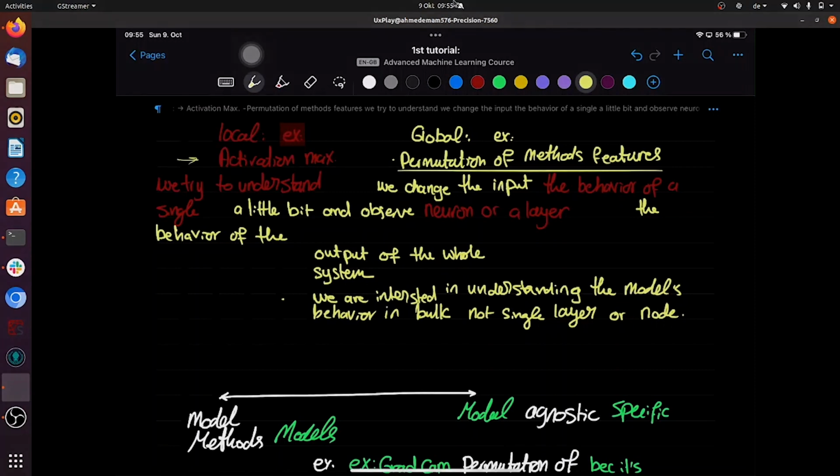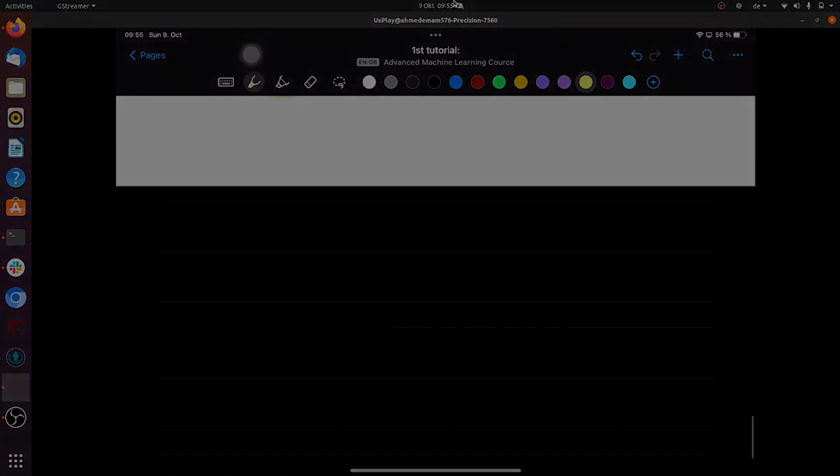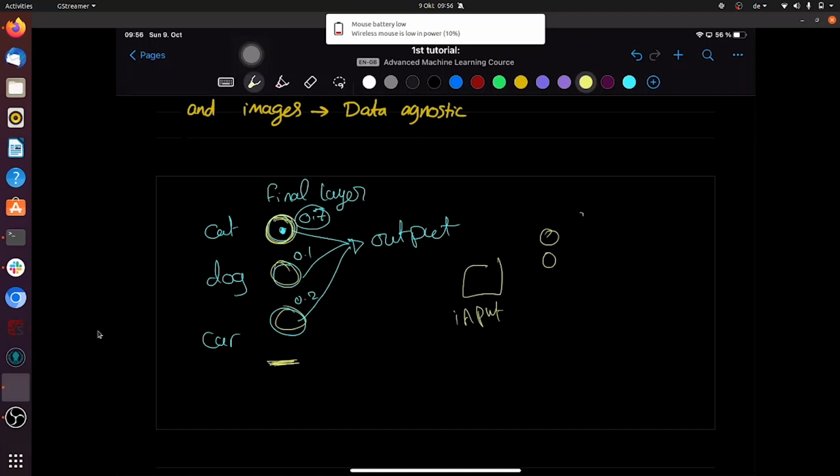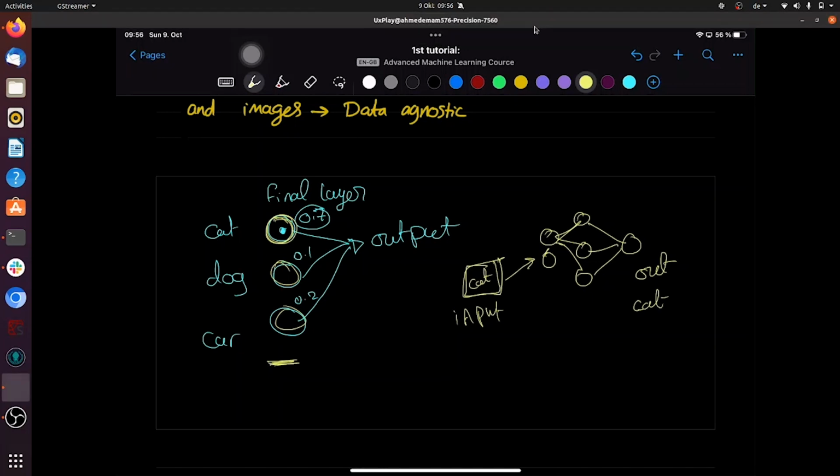So if we go back to the same neural network again, this is the input here, and we have a neural network here and an output here. That's a very bad drawing of a network. We have an input of a cat or something, and the output is saying that we have a cat. In these global explanation methods, we are going to permute the input, or add some pixels or remove some pixels of the cat.